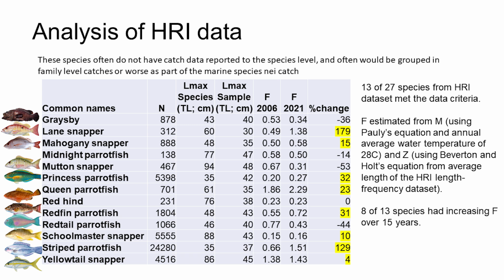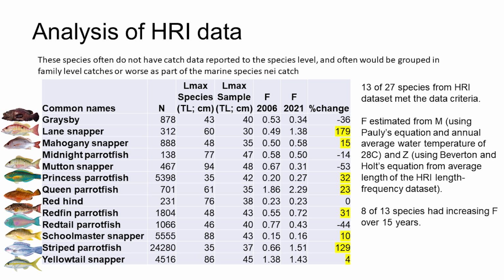And this is the result of the analysis for the HRI data. And we have here the F for 2006 and the F for 2021, and then the estimated percent change of that. Just to note that you have a very big change, a positive change, and therefore an increase in F for the lane snapper here and for the striped parrotfish.